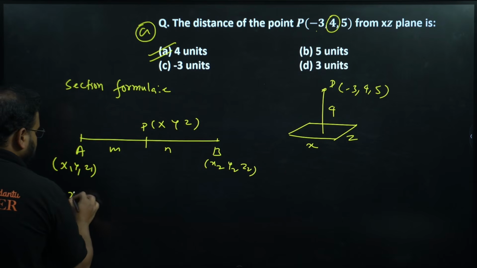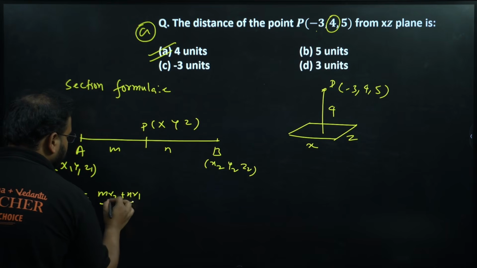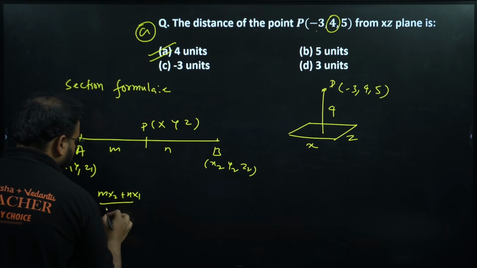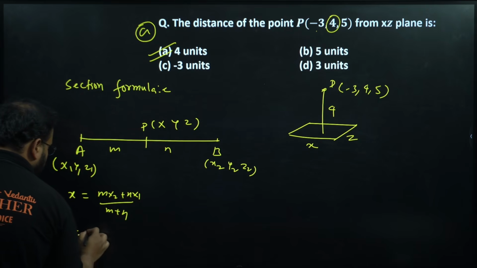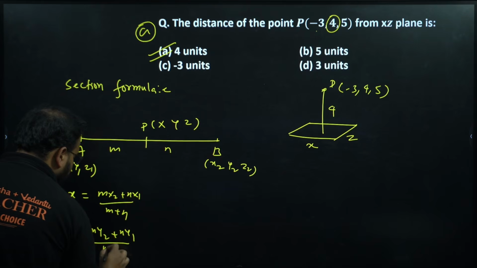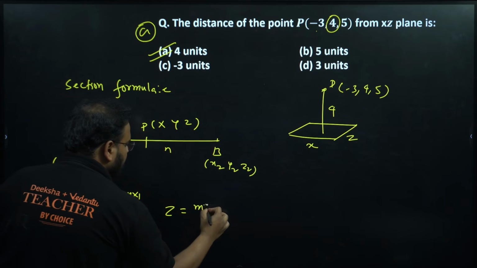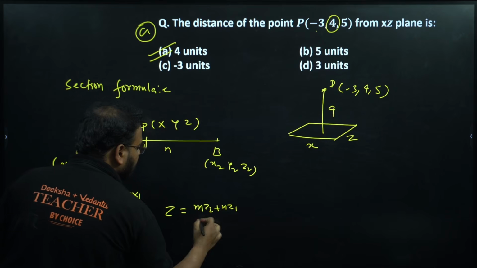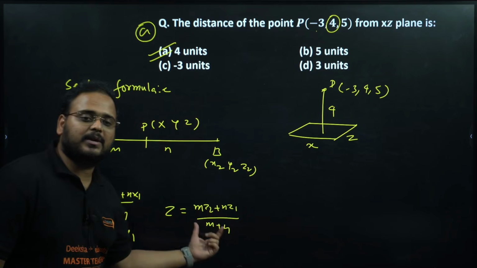then how do you find x, sir? Remember, (m x2 plus n x1) by (m plus n). Over here, for the y coordinate, (m y2 plus n y1) upon (m plus n), and for the z coordinate, same thing, (m z2 plus n z1) upon (m plus n). So everything remains the same, just that the z coordinate part gets added.